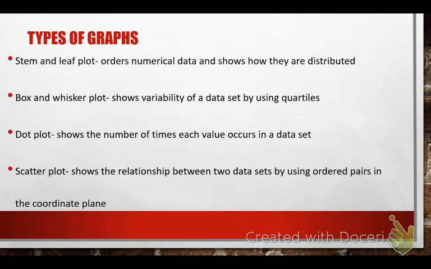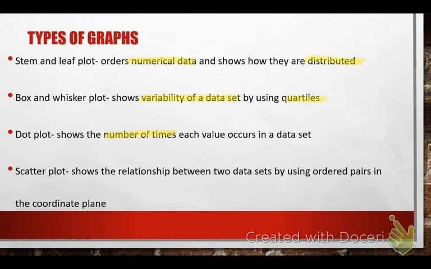Okay, we've got some more. Stem and leaf plot. This one is not going to be very common, but it orders numerical data and shows how they're distributed. It's real good for seeing where data is kind of clustered or where it's gathering. Box and whisker shows variability using quartiles. This one also isn't really super common. So we're not going to use it this year, right? Box and whisker, we don't actually do them, no. Dot plot shows frequency, again, number of times each value occurs in a data set, so frequency.